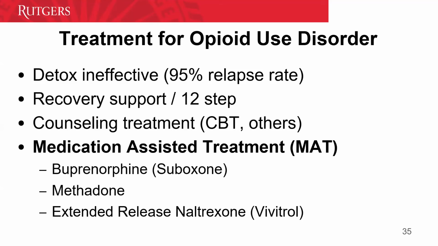However, again, something we discussed just before is that we want to target this from many different aspects. So there are 3 FDA-approved medication-assisted treatments, or MAT: buprenorphine, which is Suboxone, methadone, and extended-release naltrexone, also known as Vivitrol. These are 3 FDA-approved treatments that are available to us right now, and we'll discuss them slightly later.